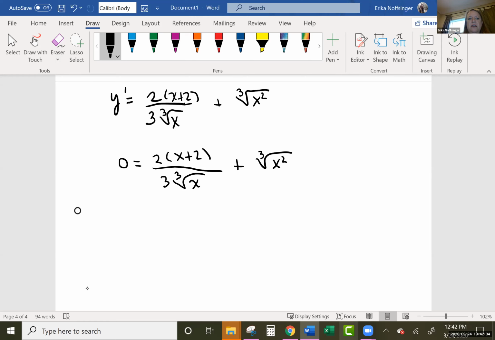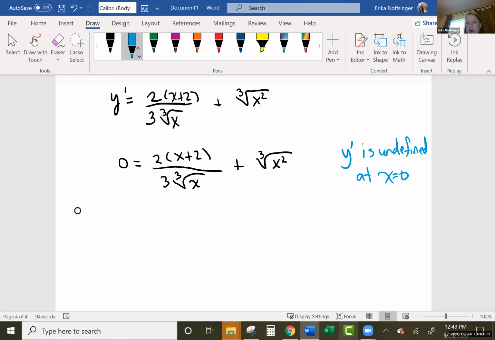Okay, so notice critical values can also occur when our derivative is not zero, but undefined. Notice that f prime, well, in our case y prime, is undefined at x equals 0. I can't have 0 in the denominator. So that's going to be one of my critical numbers.